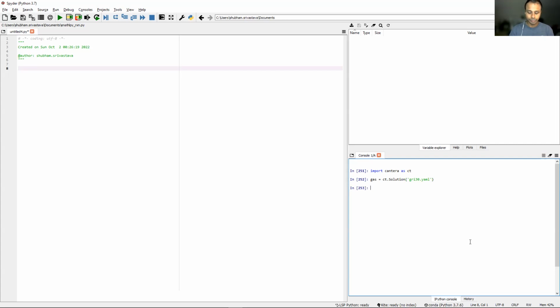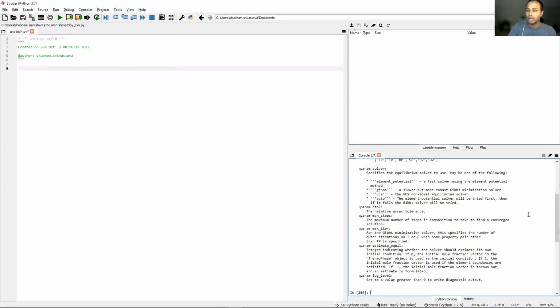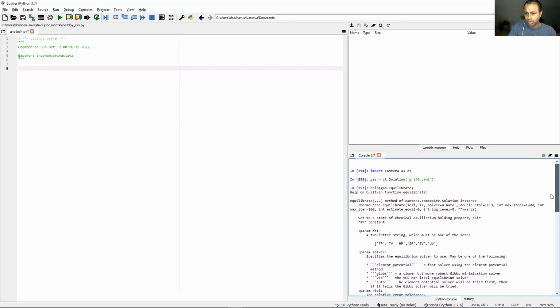All right, so now let's look at the help. gas.equilibrate. All right. So this is all that comes up. It's a bit short actually. It says that equilibrate is a method from the Solution class. It has several options as well, such as XY, and there are several other options too. Actually, for our purpose, we will not use other options. It will mainly be the XY option that we have here.